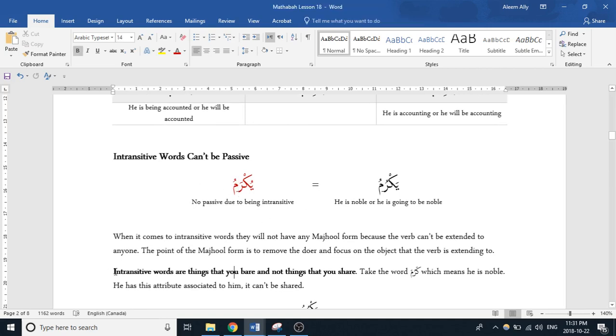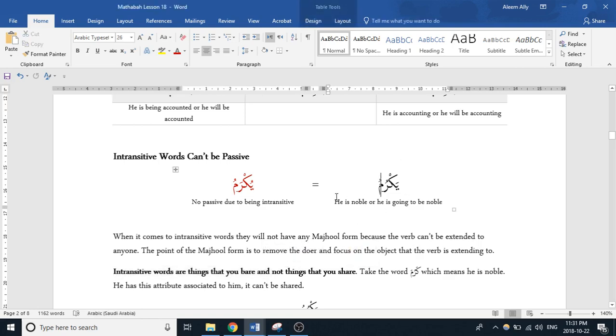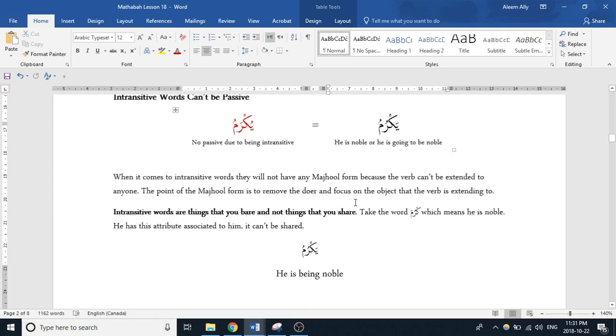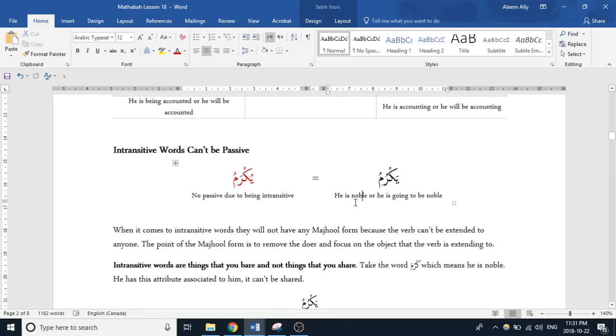So Sheikh brought up a rule for this, and he simply said, intransitive words are things that you bear. They're qualities that you have, and not things that you share. So yakrumu means he is noble. There's no way to make that passive. It's always going to need a doer. You can't just remove it and talk about simply the nobleness being passed on to somebody because you can't pass this on. It's within someone. So that's just two things to keep in mind.